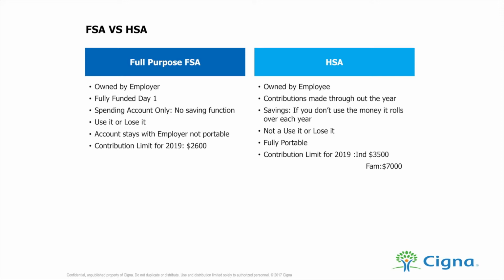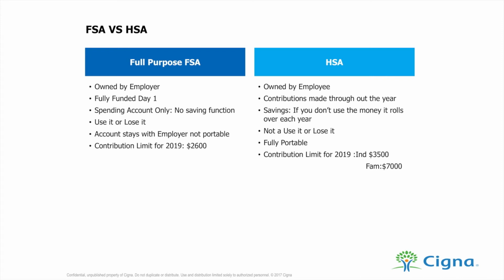And it is fully funded day one. So the first day of your new plan year, that money is in there for you to be able to use. For the health savings account, it is owned by the employee. It is truly a savings account that is opened in your name that you're able to put money into to save for future expenses. So your contributions into your health savings account are going to be throughout the year. If you were ever to leave Mesa Public Schools, that account still comes with you. You can continue to use it to pay for your qualified medical expenses.